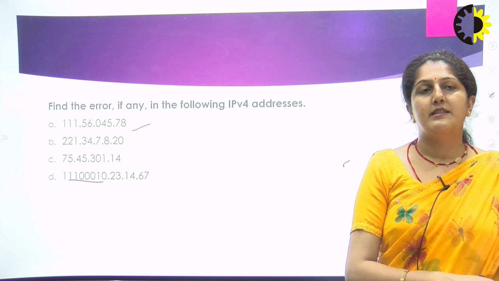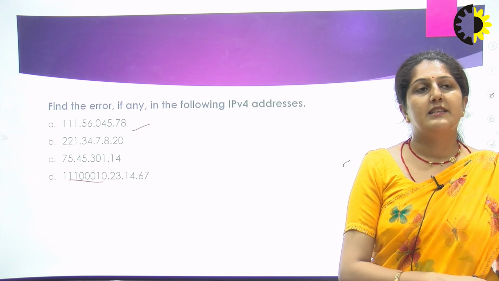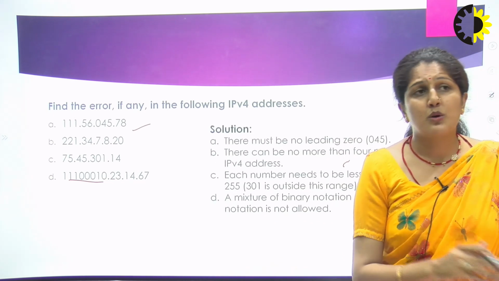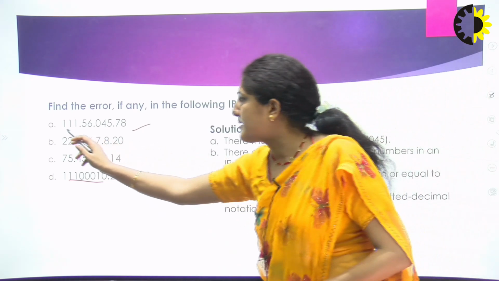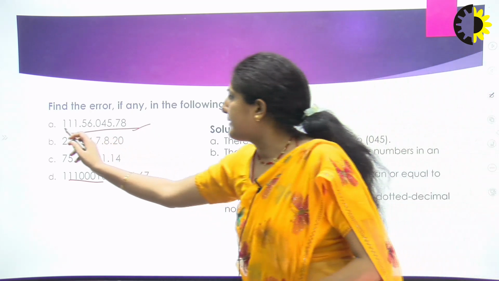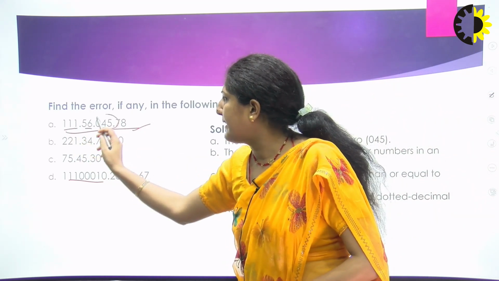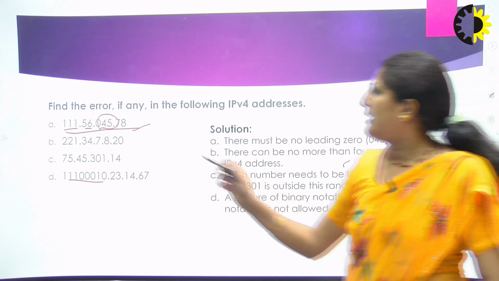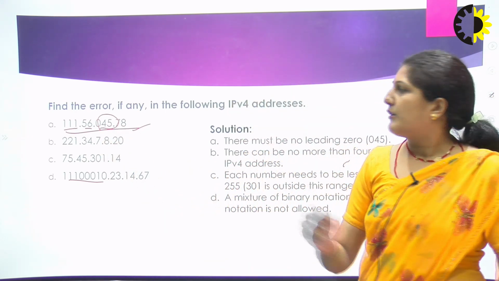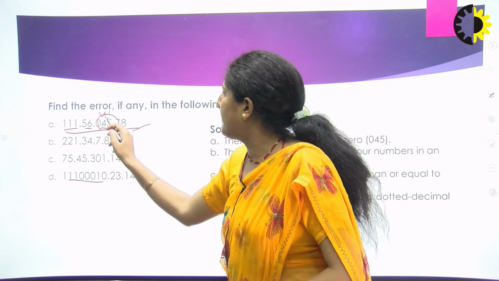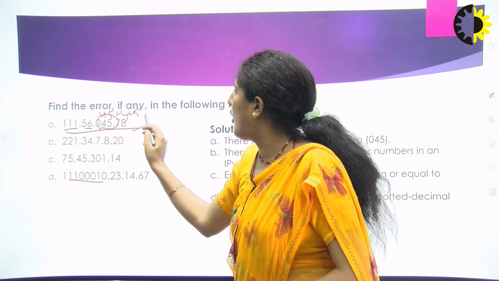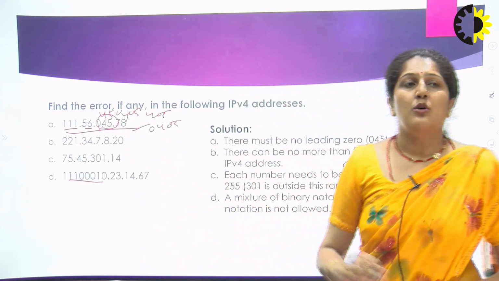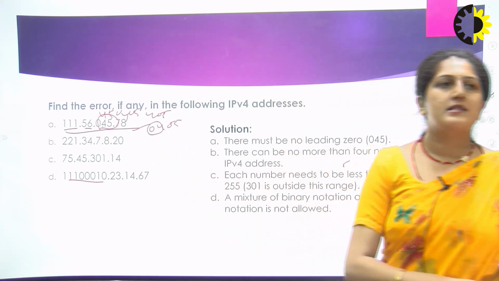So let us understand how you can represent IP addresses. Firstly, in the first one, this is correct. But here there is a mistake, because there should be no leading zeros at the start of a number. It can be like 140 or 45 or 405, but the number should not start with 0.